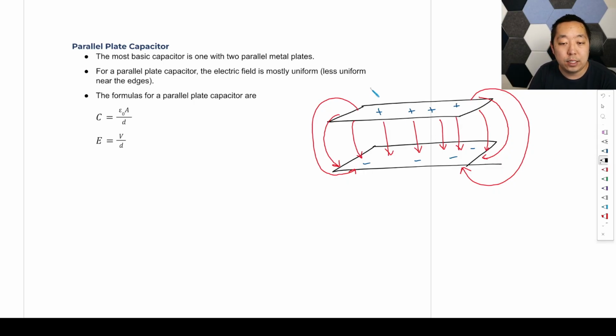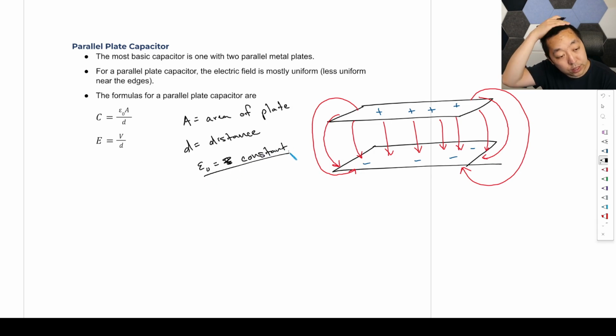So for two parallel plates, there are a couple of formulas. The capacitance is given by epsilon naught A over D, where A is the area of the plate and D is the distance separating them. And epsilon naught is just a constant, the vacuum permittivity. I don't remember the constant value, but you can look it up.